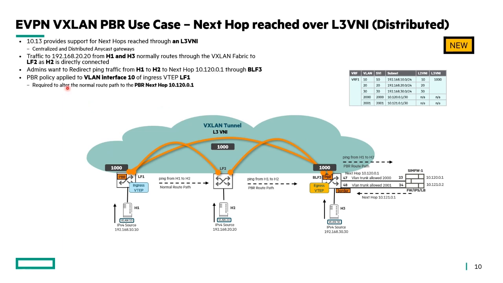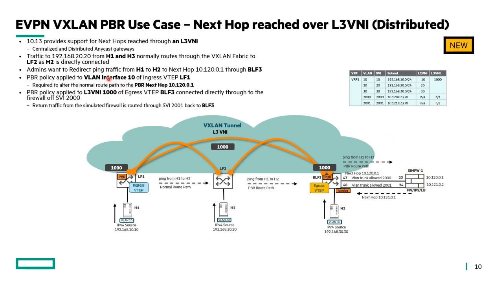In this case, the policy is applied to VLAN interface 10 of VTEP leaf 1. As you can see here, this is the ingress policy. That's what we provided in prior releases, and it's required to alter the route path to the next hop 10.120.0.1 you see on the other side. But in this case, we're also going to apply the policy to the L3 VNI of border leaf 3 connected to the firewall, to get it to route that traffic out to the firewall and back. All other traffic going from H1, H2 would continue to use leaf 2 as the next hop in the VXLAN fabric.